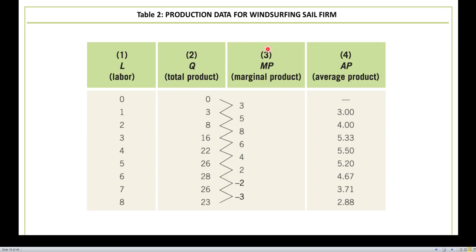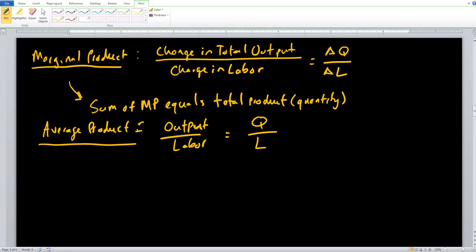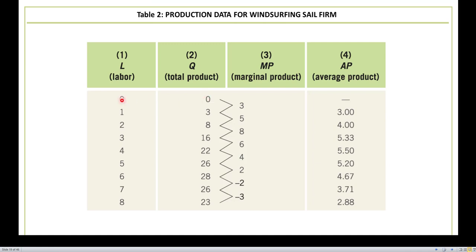Column number 3 is going to be marginal product. So when we increase labor by a given unit, how much does total quantity or total product change by? Remember, we're taking differences with marginal product. So how exactly do we get this 3 right here? Well, we use our formula, change in total output divided by the change in labor. So here, as we go from 0 units of labor to 1 unit of labor, the change in labor is just going to be 1. So that's going to be our denominator. Our numerator, what is the change in our total product? It goes from 0 to 3, so the difference there is 3. So 3 over 1, that gives us a marginal product of 3. If we hire 1 additional worker, we get 3 additional windsurfing sales.